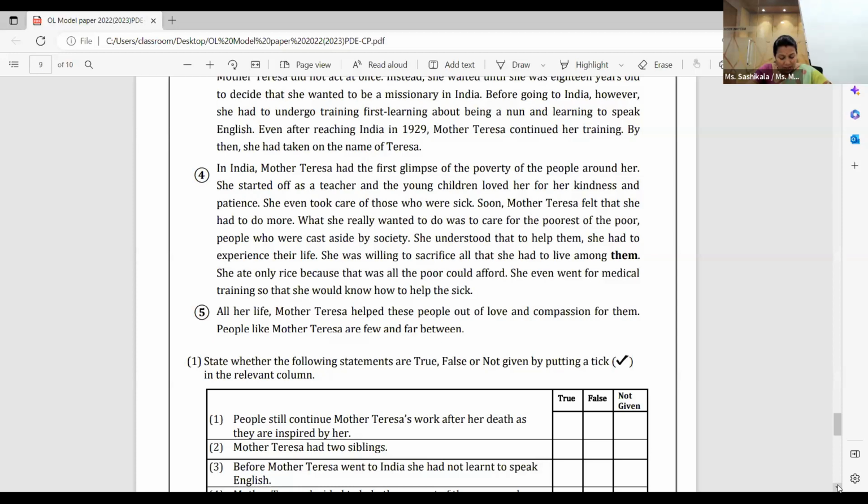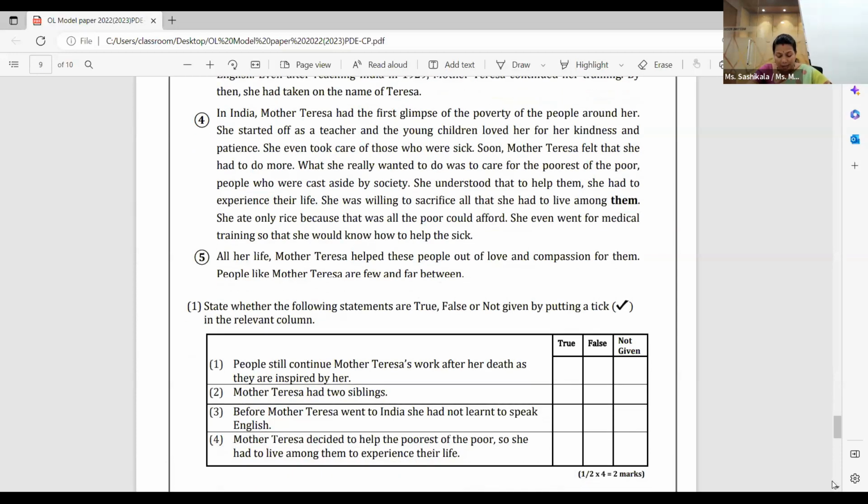Mother Teresa went to India, she had not learned කියන එක. Not learned කියන එක වැරදි. She learned එක true කියන එක තමයි true information එකක් දීලා තියෙනවා. ඒතර මෙතන කියලා තියෙන්නේ වැරදි විදිහට. The last one, Mother Teresa decided to help the poorest of the poor. So she had to live among them to experience their life.